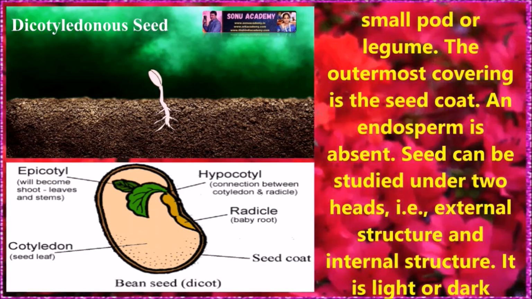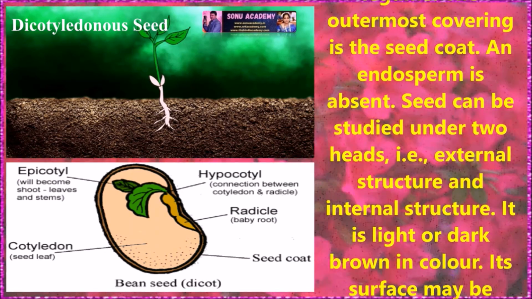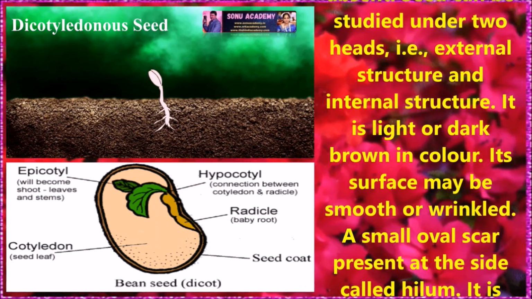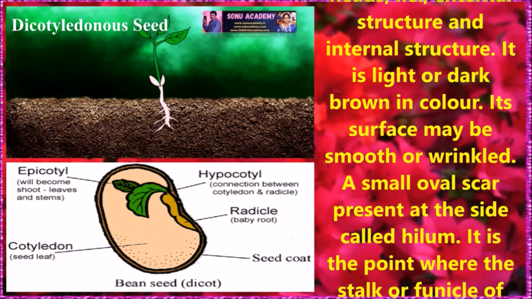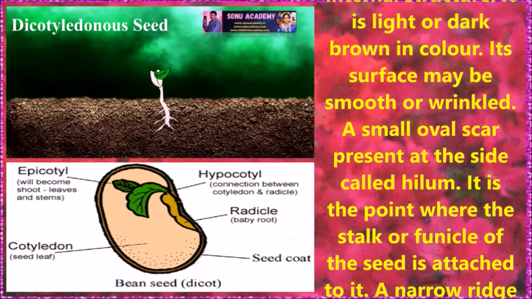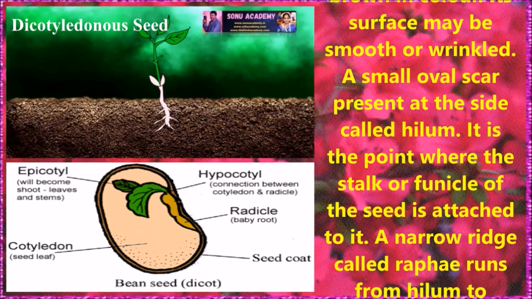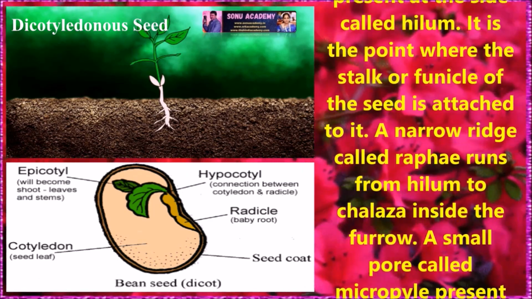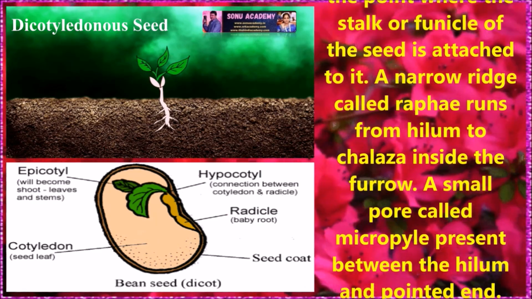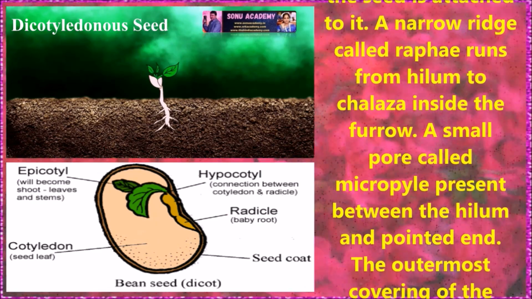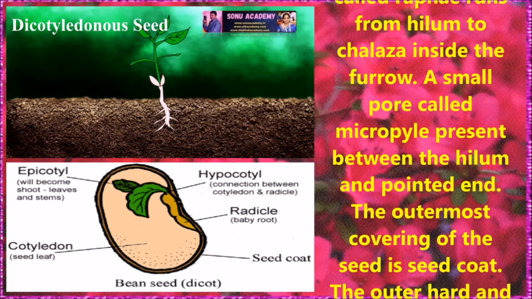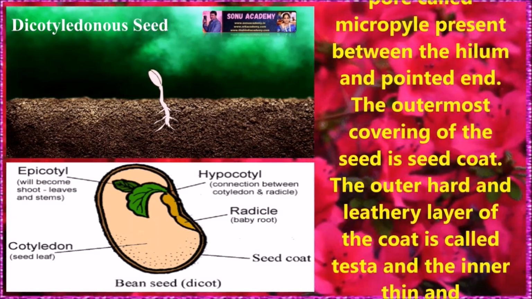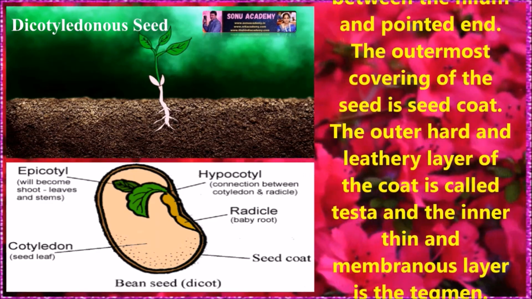The seed can be studied under two heads, that is, external structure and internal structure. It is light or dark brown in color. Its surface may be smooth or wrinkled. A small oval scar present at the side is called the hilum. It is the point where the stalk called funicle of the seed is attached to it. A narrow ridge called raphe runs from the hilum to the chalaza inside the furrow. A small pore called micropyle is present between the hilum and the pointed end.